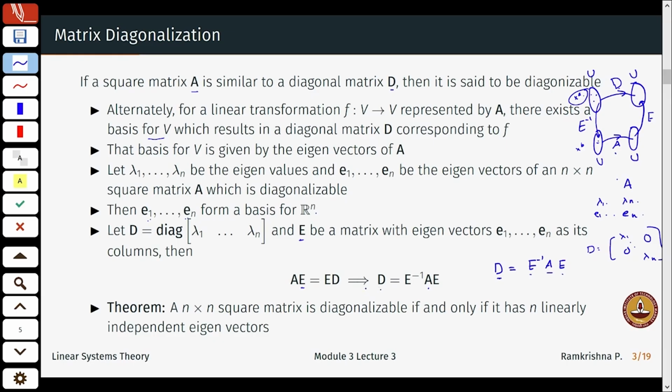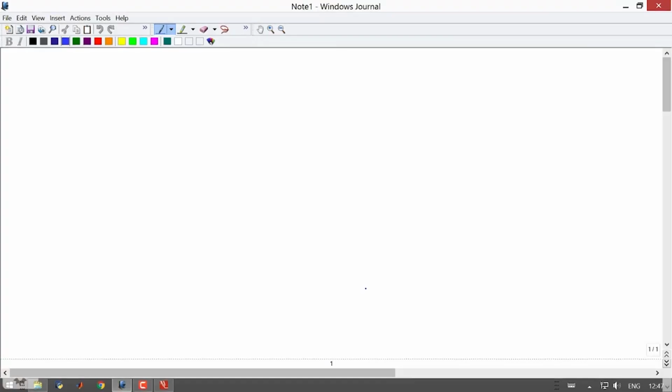So what does that mean? Let me write it down in simple terms in coordinates. What I had earlier was A times E is E times D. A is given to me, and I want D to be such that all its diagonal elements are the eigenvalues, though they need not be distinct all the time. They are the n eigenvalues. And what is the E? Then I claim that E is the set of eigenvectors E1 to En, which also form a basis for Rn.